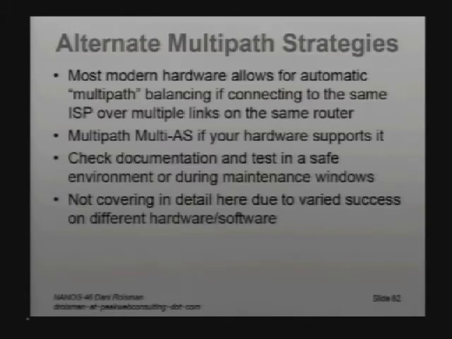A couple alternate ideas here. I'm talking fast. Let me talk about some alternate multipath strategies. A lot of the modern hardware allows for automatic multipath if you're connecting to the same ISP over multiple links on the same router. Some products even support what can be called multipath multi-AS, which means you have a link to AS1 and AS2, and you just want to automatically send roughly 50% of your traffic out both links. Go ahead and check your documentation to see if it's supported. Go ahead and test in a safe environment, because you might be surprised with the results.